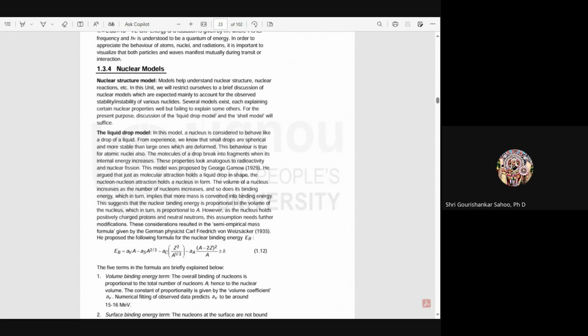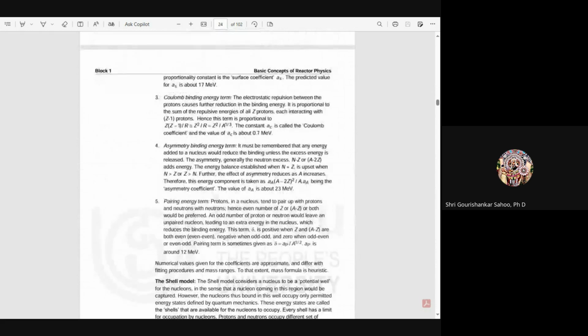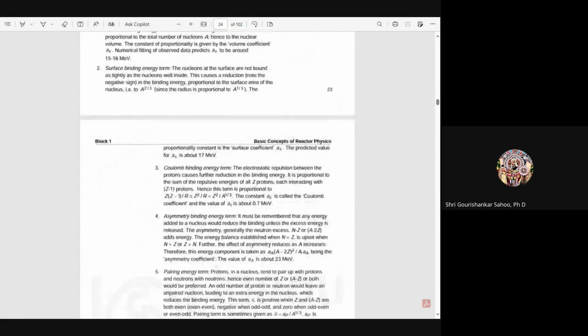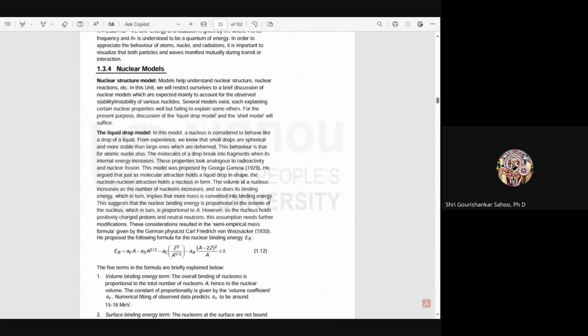Then different scientists proposed different models for the nucleus: nuclear structure models, the liquid drop model, the shell model, and so on and so forth. In the shell model, the stability and instability of various nuclei can be understood.